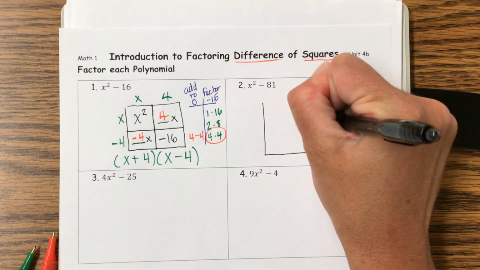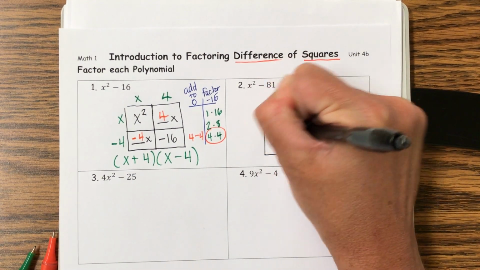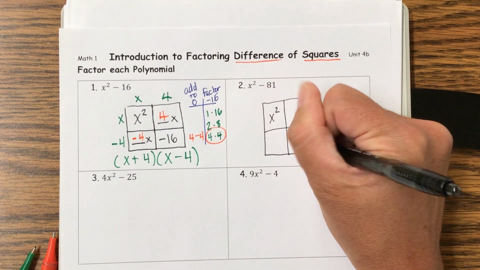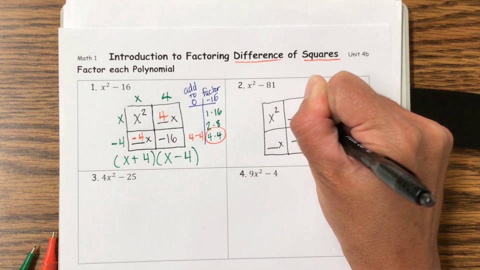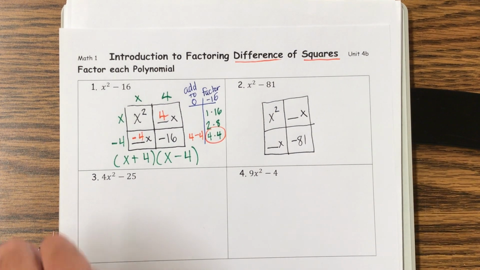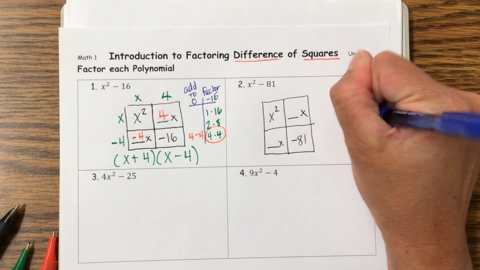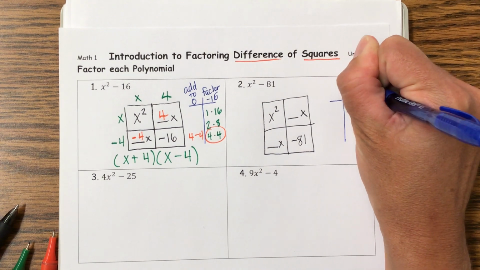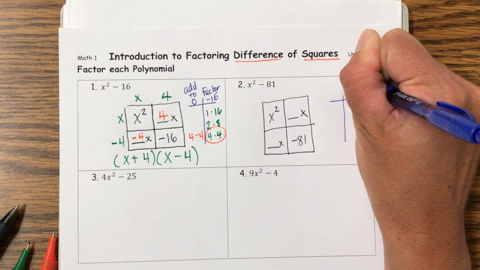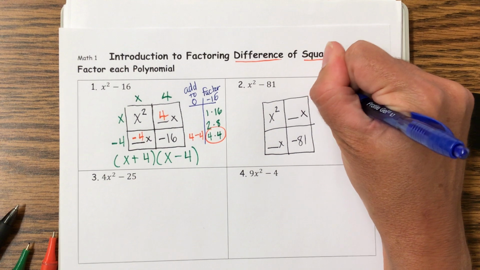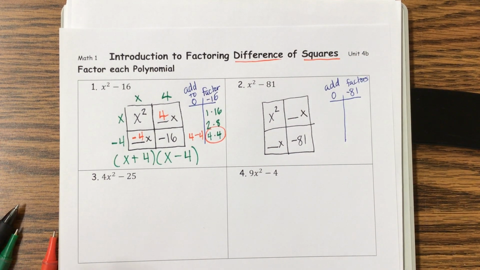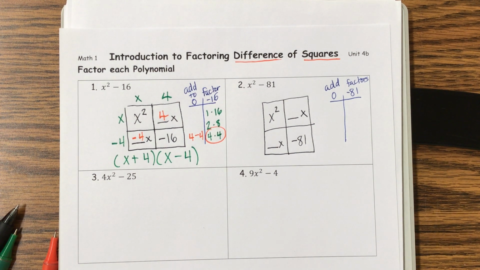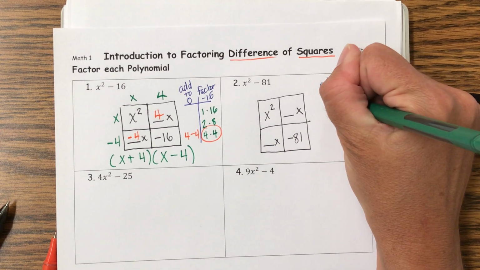So again, we set it up, 2 by 2 box. X squared goes here, negative 81 here, something x, something x. And so we set up our t-chart. Factors of negative 81 that add to 0. So 1 and 81, 2 won't go into 81, 3 will. 3 and 27.